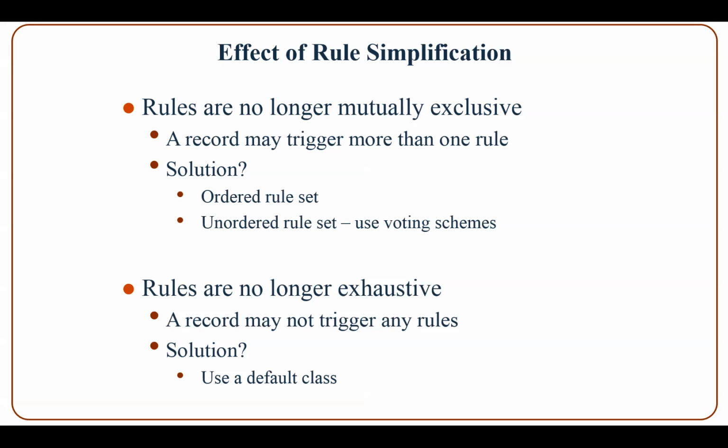This avoids the conflicting decisions predicted by multiple rules. The second is unordered rule set using voting schemes. In this approach, the consequent of each rule provides a vote for a particular class, and the record is assigned to the class that has the highest number of votes. The second effect is rules are no longer exhaustive. A record may not trigger any rule, and the solution is to use a default class.